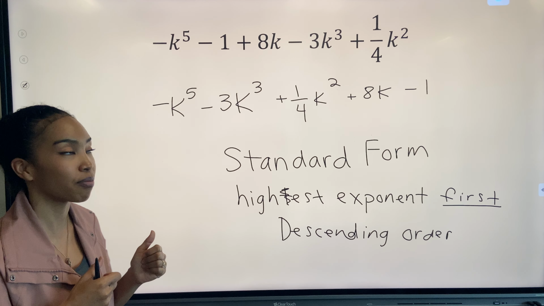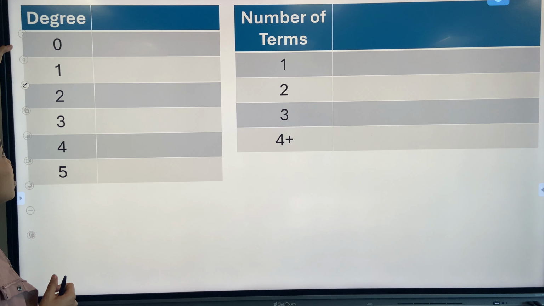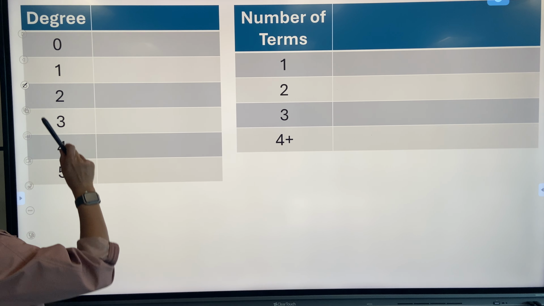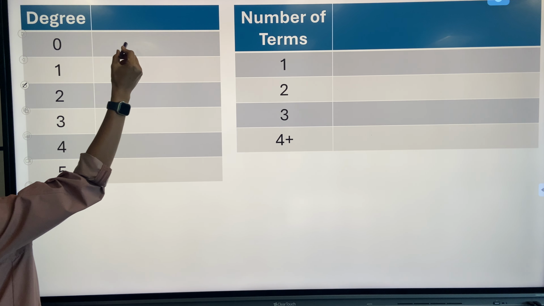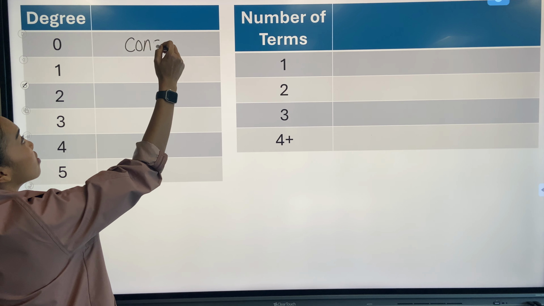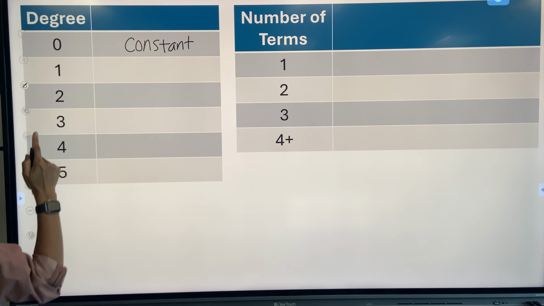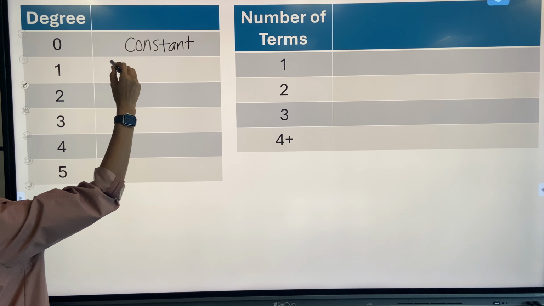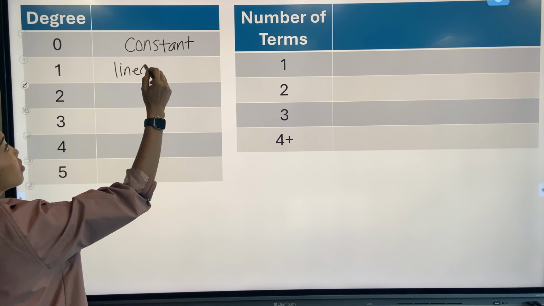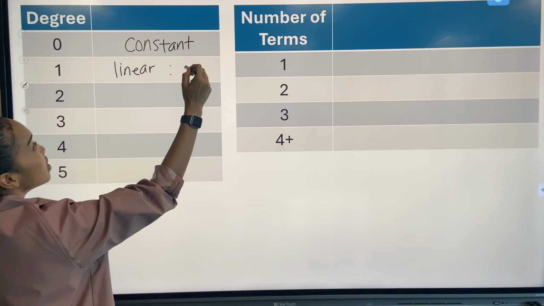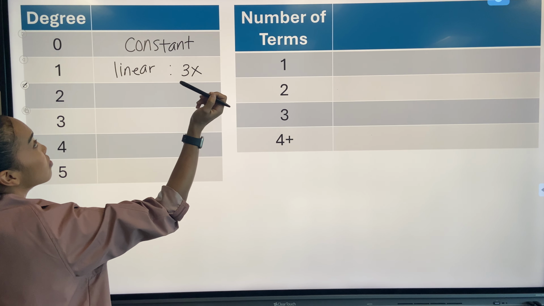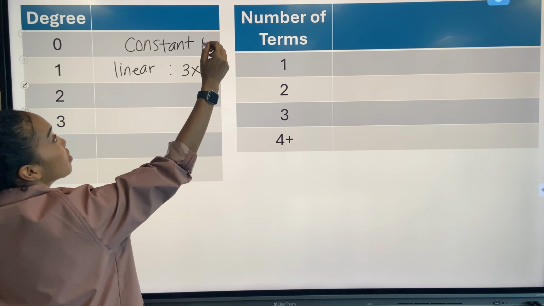That's standard form. Now let's talk about naming these polynomials. So if you have a 0 degree, that is called a constant. First degree, that is called a linear. So an example could be 3x. Constant is just a number, like 18.